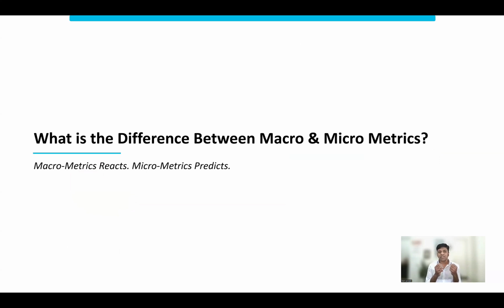See, friends, the macro metrics only react to the problem. That is, only after a memory leak do we get an out of memory error and see the memory utilization go up. Only after some threads get blocked and threads build up is the response time going to degrade. These are more reactive measures, macro metrics. But the micro metrics, which I'm going to discuss in this session, can predict the outages. So that is the primary difference. Let's look into it.